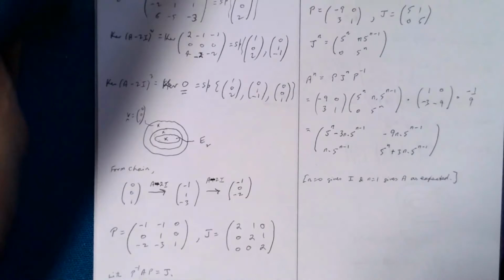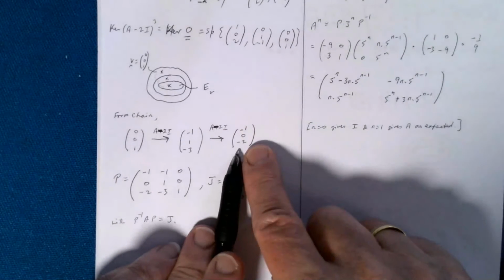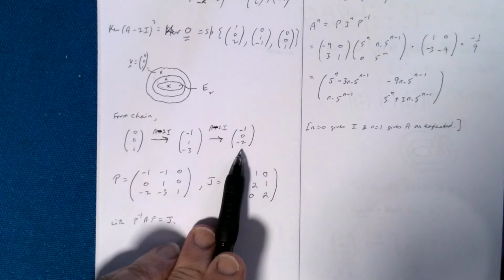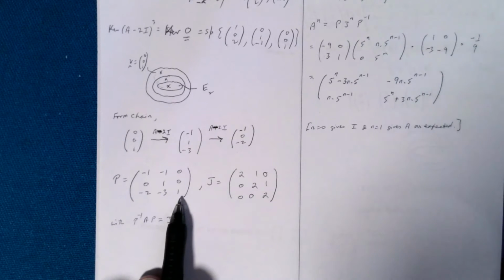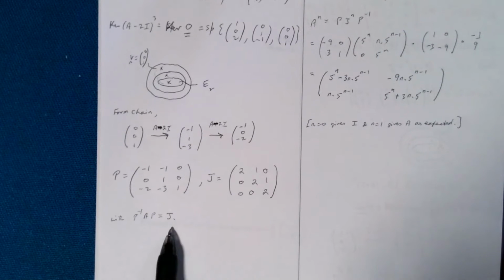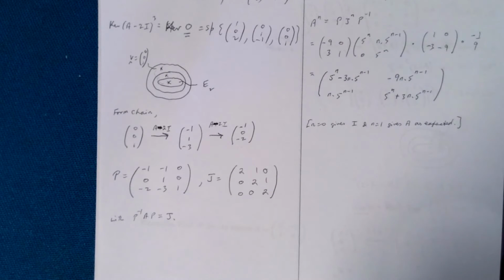So we use these to build our P matrix. Remember, the order is important. You put this one first. This is my V1, so that one goes there, then that one, and then that one. And so P inverse AP then is a Jordan form, and the Jordan form is going to look like this, with 2 on the main diagonal and some 1s in the off diagonal.